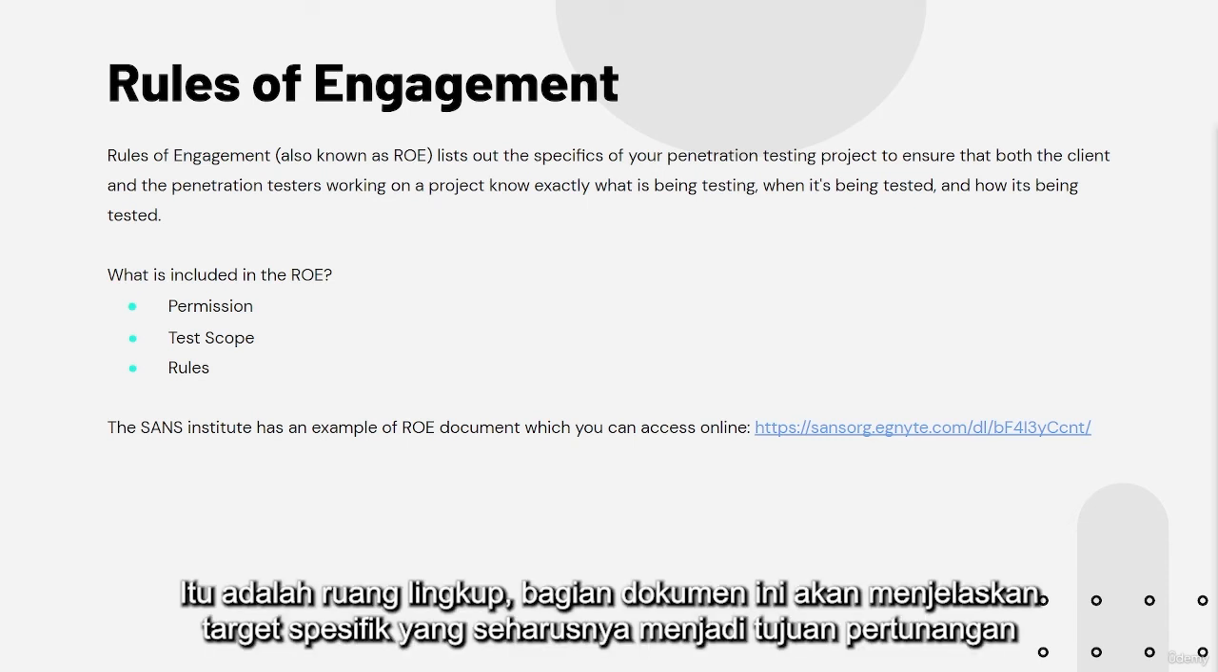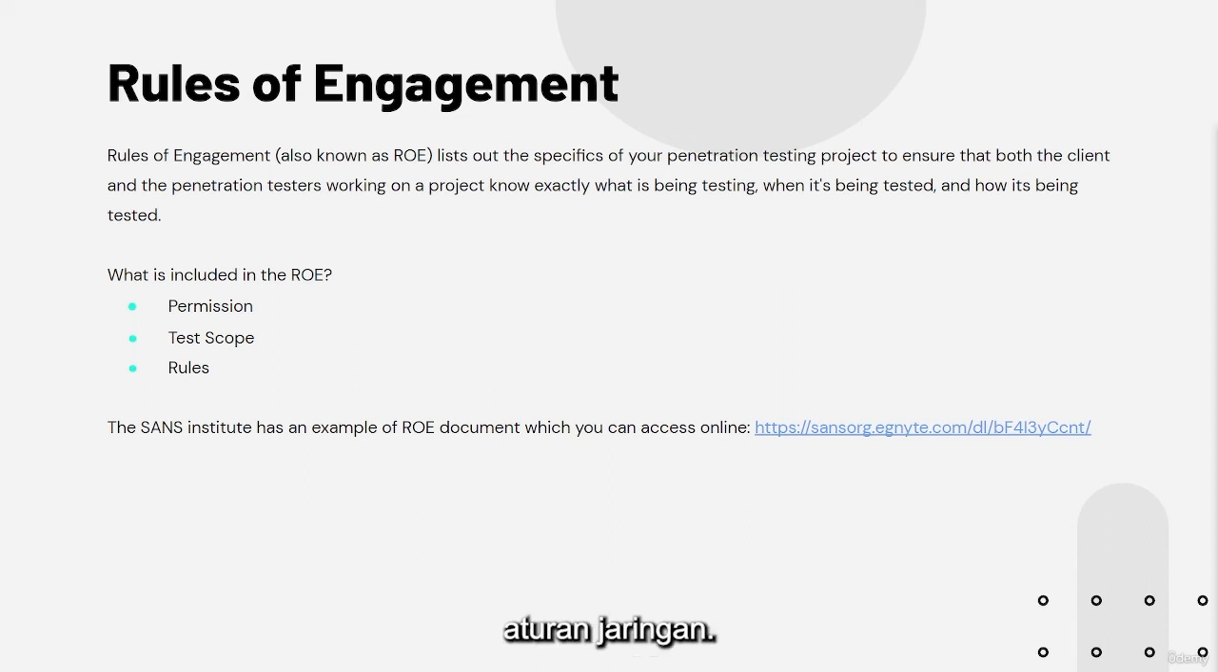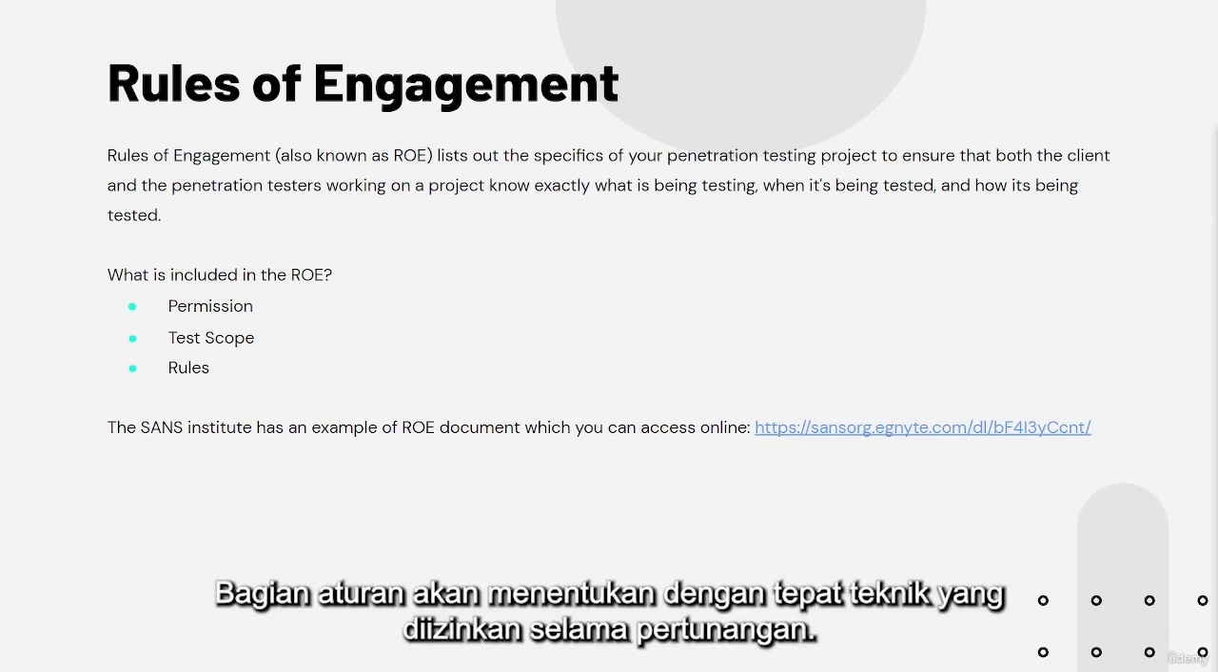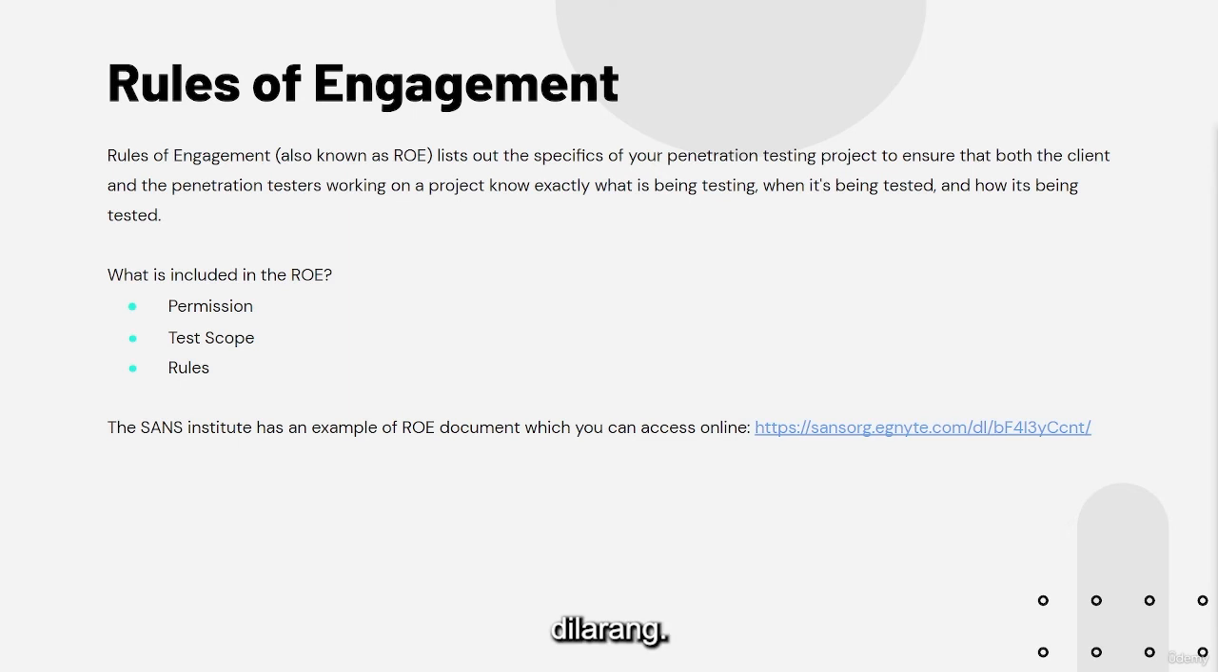Test scope. This section of the document will annotate specific targets to which the engagement should apply. For example, the penetration test may only apply to certain applications but not the entire network. Rules. The rules section will define exactly the techniques that are permitted during the engagement. For example, the rules may specifically state that techniques such as phishing and social engineering are prohibited.